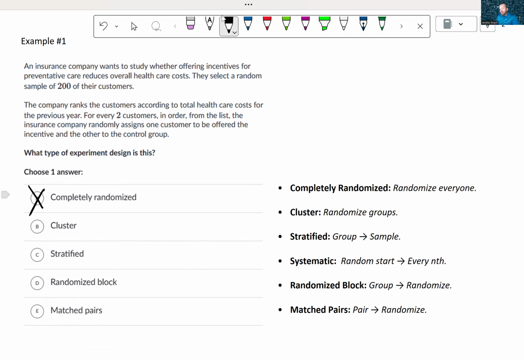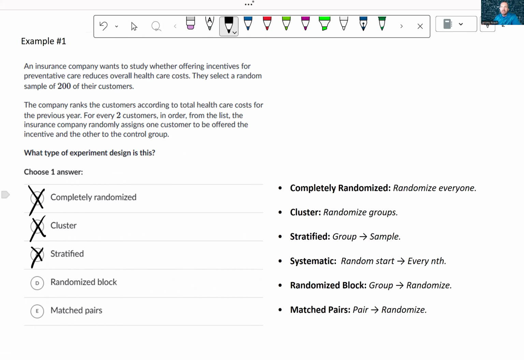B says a cluster sample with randomizing groups. This is a sampling method. So this is not an experiment design. Cluster sampling is a sampling method. So is stratified sampling. It's a sampling method. It's not an experiment design.